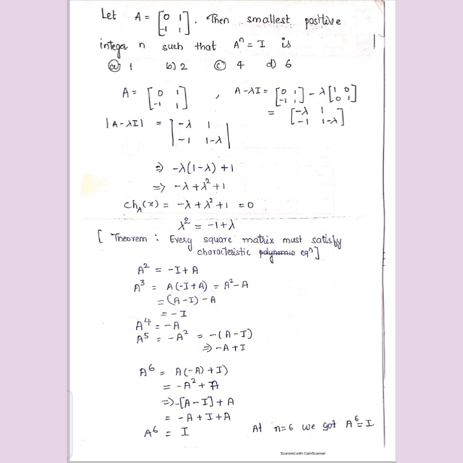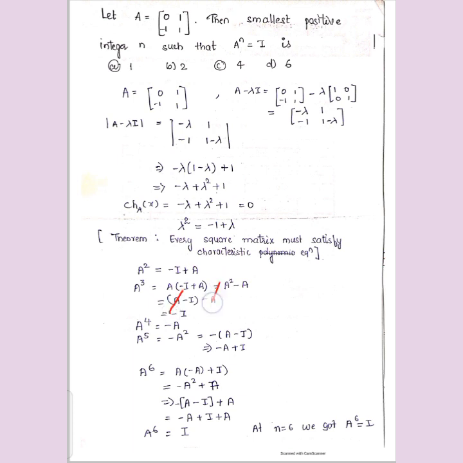So A into minus I will become minus A, and A into A will become A square. So here we got A cube equal to A square minus A. Substitute the value of A square. What is the value of A square from this equation? Minus A minus identity, we can write it as A minus identity. So substitute that value, it will become A minus identity minus A.